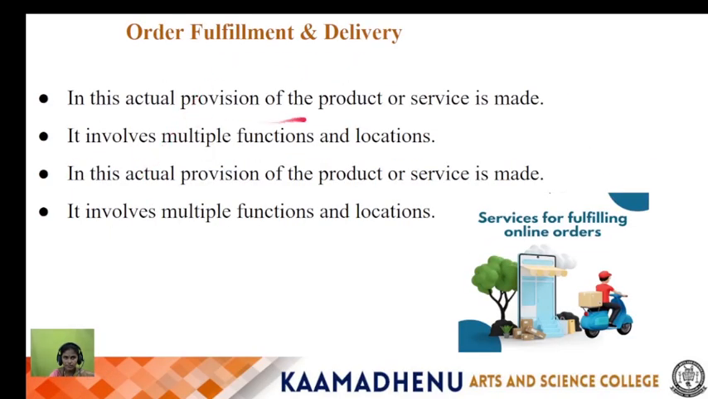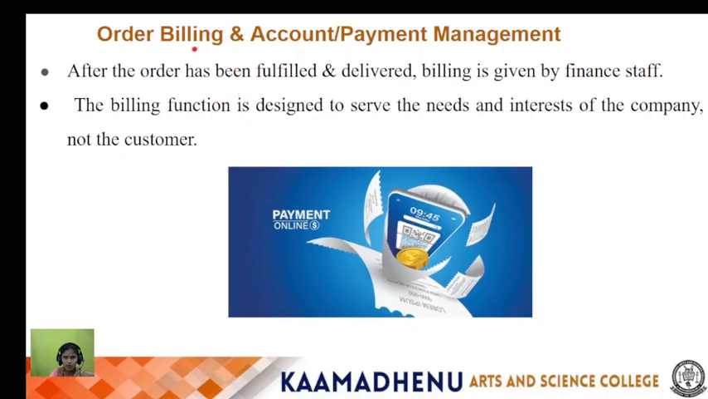Next one, order fulfillment and delivery. In this phase the actual provision of the product or service is made, and it involves multiple functions and locations. Order billing and account, payment management. After the order has been fulfilled and delivered, billing is done by finance staff. The billing function is designed to serve the needs and interest of the company, not the customer.